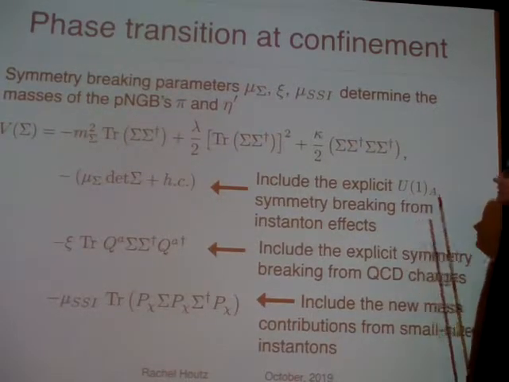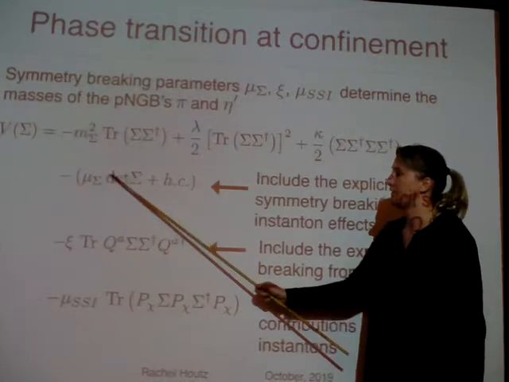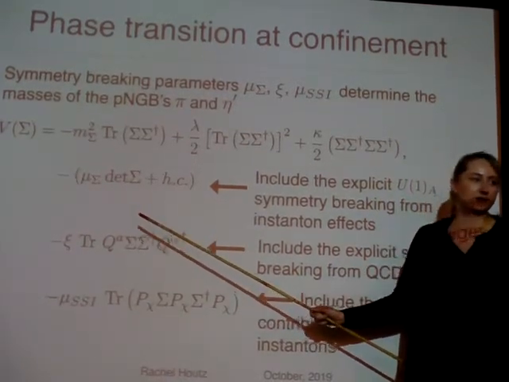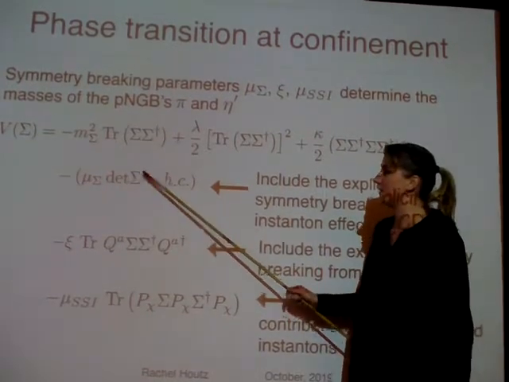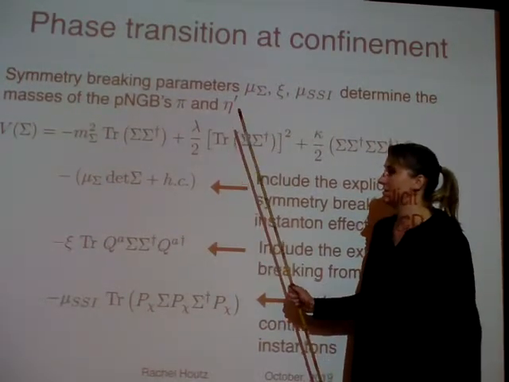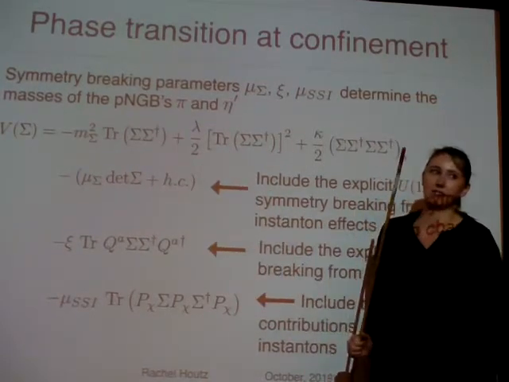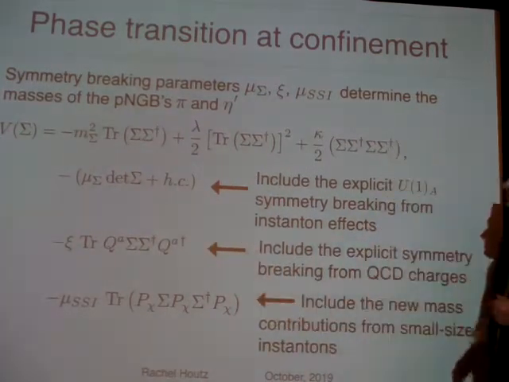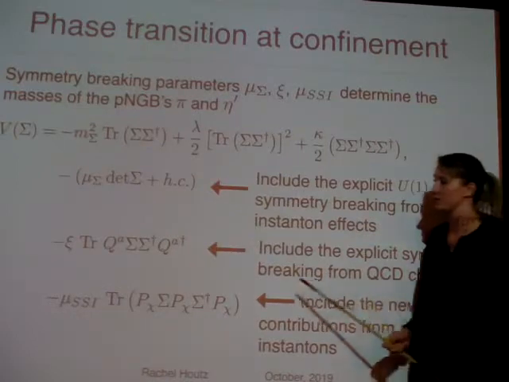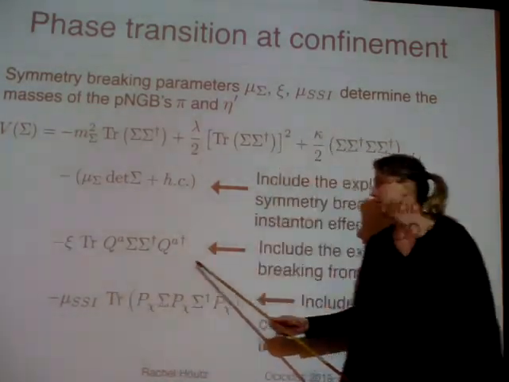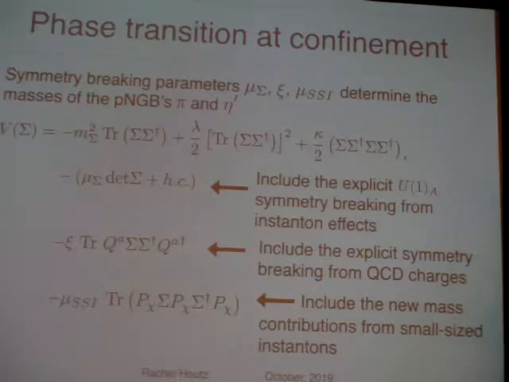So the first one is the determinant of sigma effect, and this is really common in the linear sigma model, because any confining group breaks U(1)_A, so you need a term in your Lagrangian that is not invariant under U(1)_A, but is invariant under SU(N). So you get this determinant term. And so that includes the effects associated with the U(1)_A anomaly. And then we also know that QCD is explicitly breaking the flavor symmetry. So we also included a term like this, parameterized by C, that includes the QCD breaking effect.